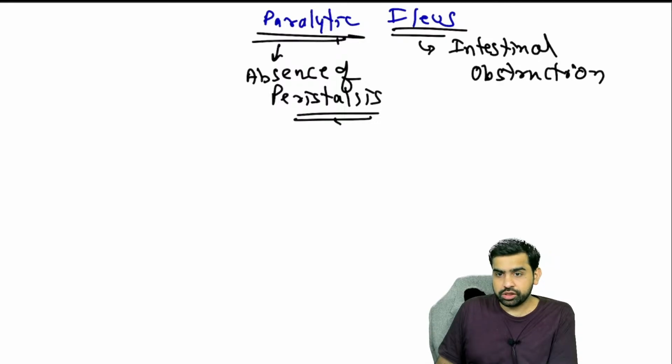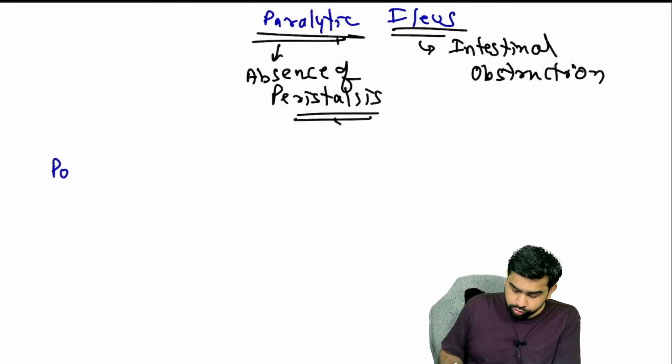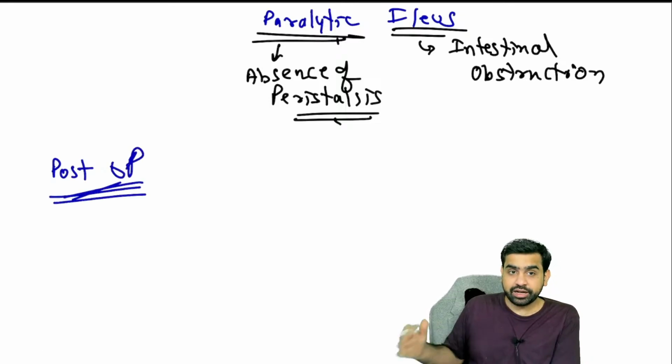I hope you are able to understand this particular point, guys. Okay, understood? Absence of peristalsis, paralytic ileus. This can happen in the post-operative period. In the post-operative period, many patients develop this paralytic ileus. The regaining of peristalsis is delayed in many individuals. So that is what you need to understand over here.